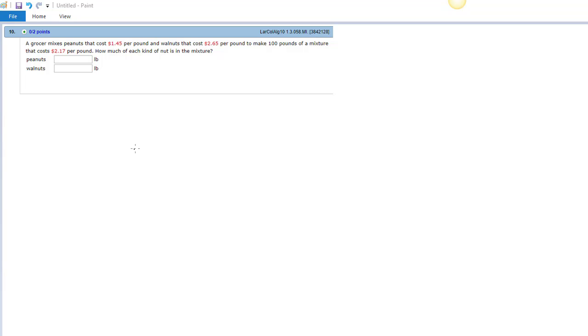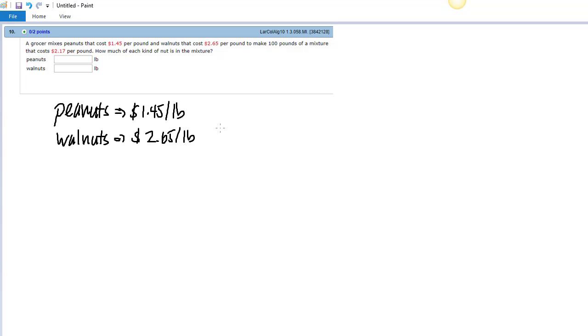Alright, these mixture questions, we just need to approach it from a dollar standpoint, and I think it'll help us make sense. So we're going to mix peanuts at $1.45 a pound. Let's write out our facts here in a way that we can see them a little easier. $1.45 a pound, and then we have walnuts at $2.65 a pound. And our mixture will sell for $2.17 a pound. And we need 100 pounds of the mixture.